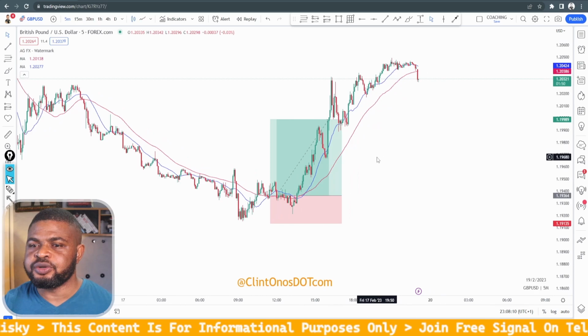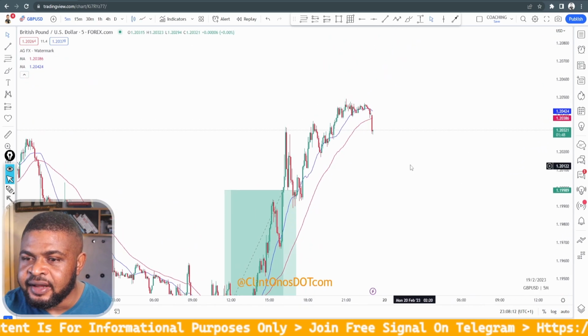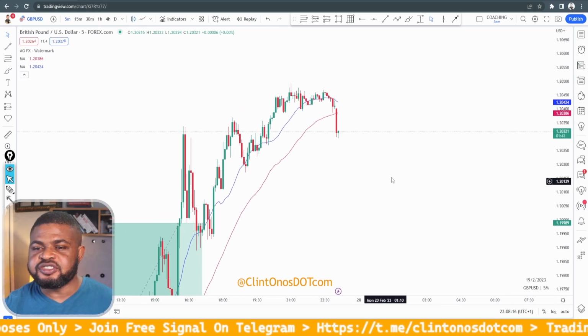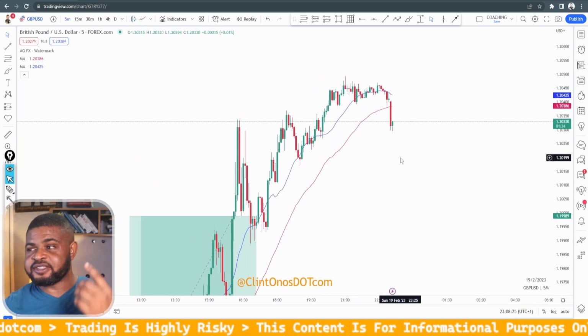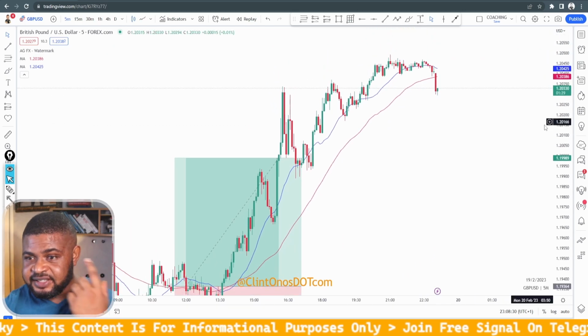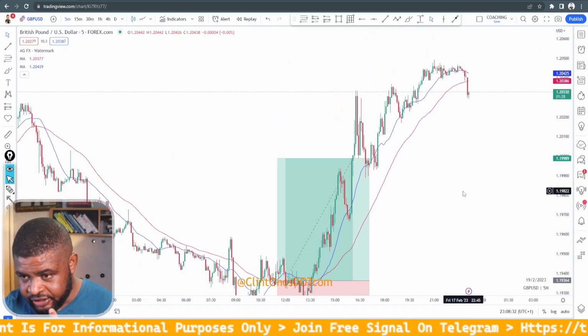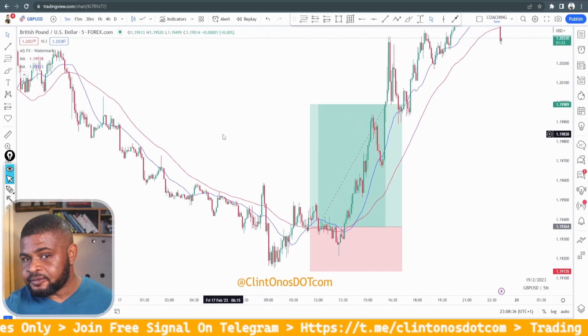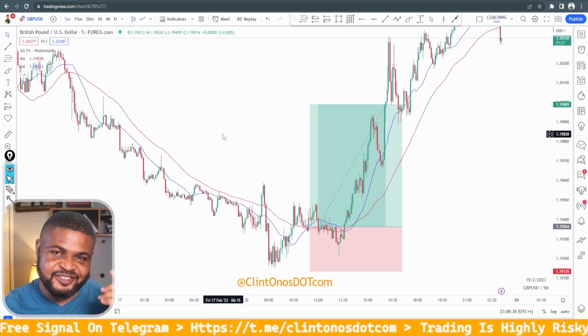So you can clearly see right now there's no crossover yet. So if I were using this strategy, I wouldn't be thinking about taking a trade to the downside because there's no crossover yet. So this is technically a bullish trend as far as this strategy is concerned, right? I hope this is simple enough.